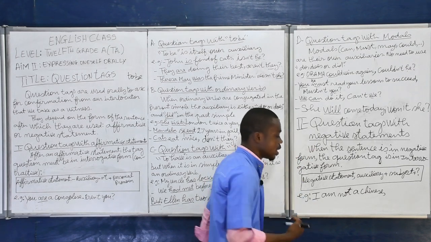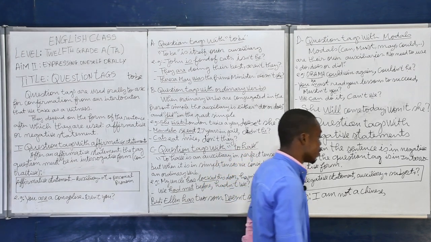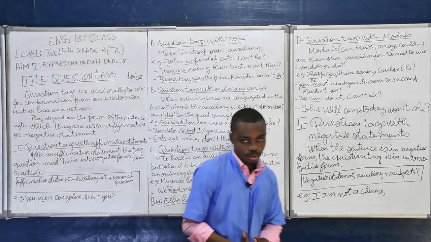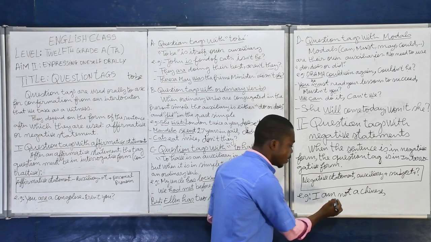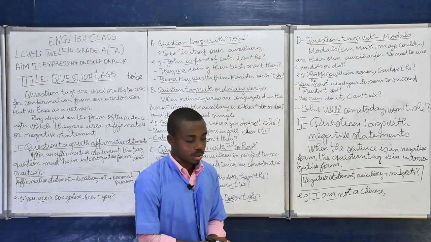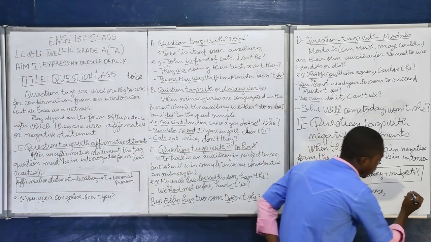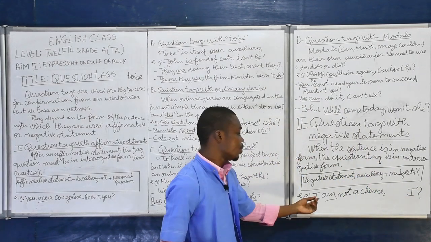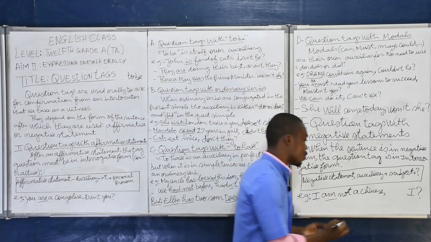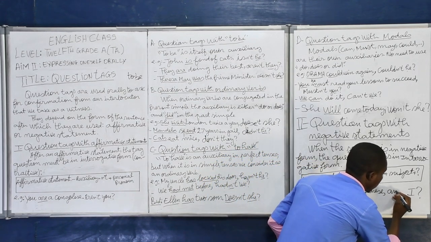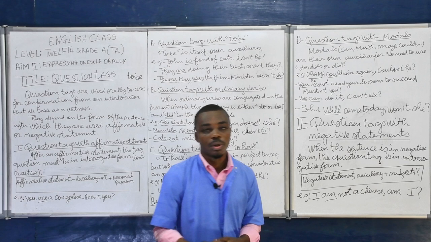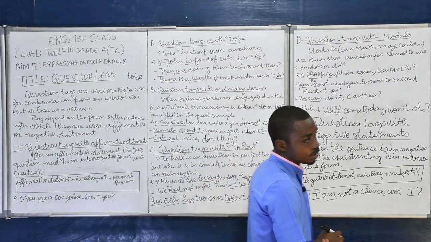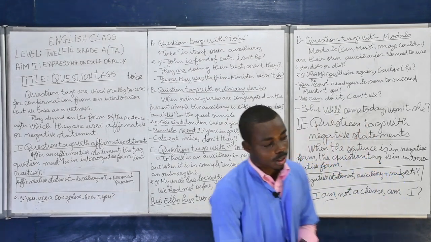Your subject is clear. It is a personal pronoun, so you won't suffer. And where is the auxiliary? The auxiliary here is the verb to be. Since your subject is I, you come back to the sentence. You just take the auxiliary. And it is simple. Am I? I am not a Chinese, am I? Okay?